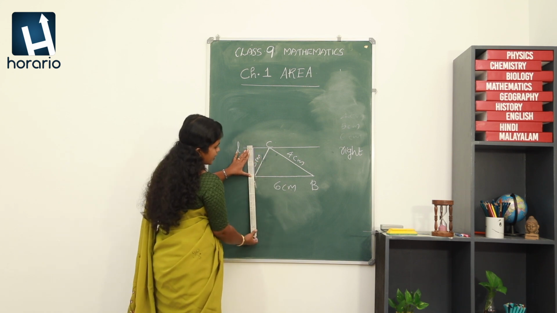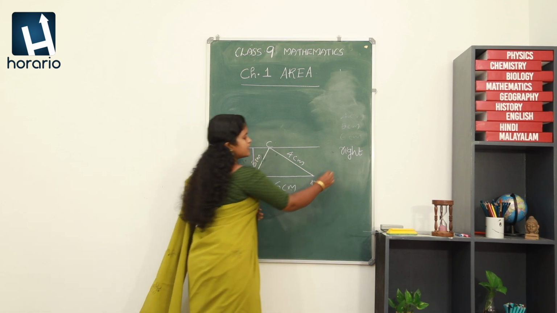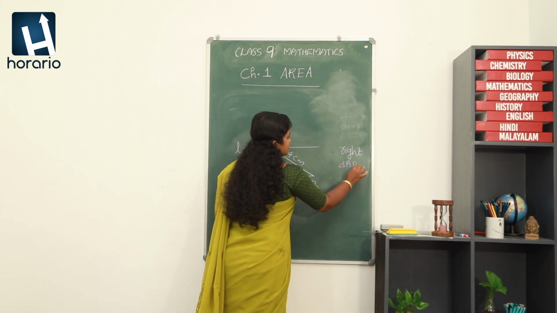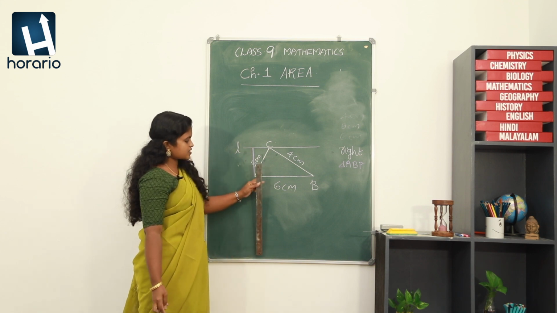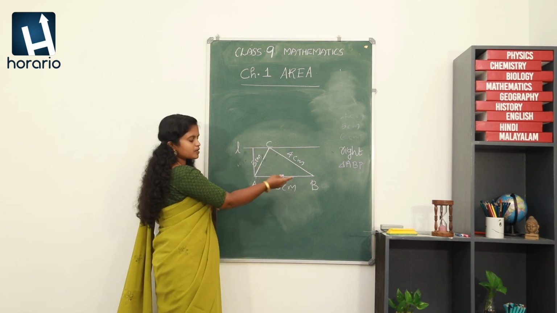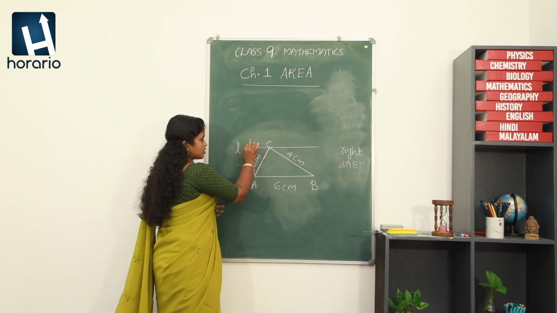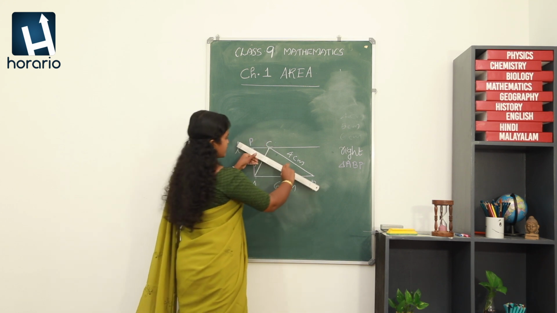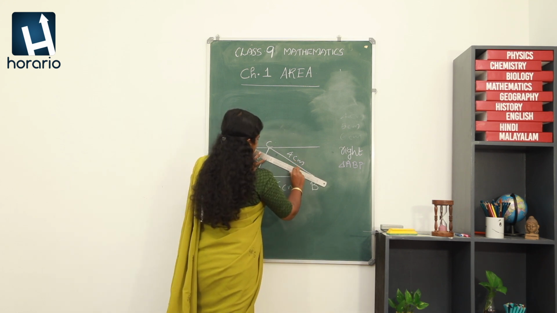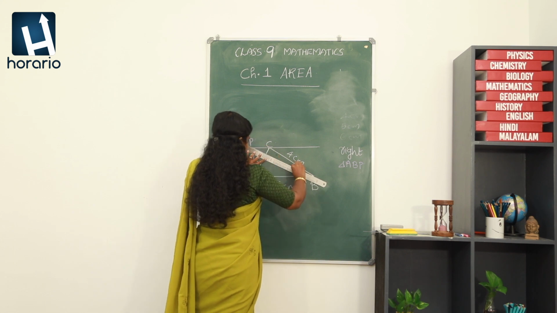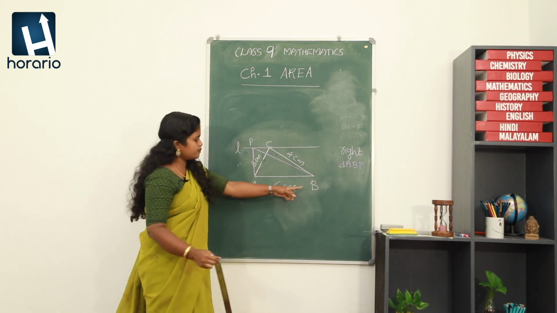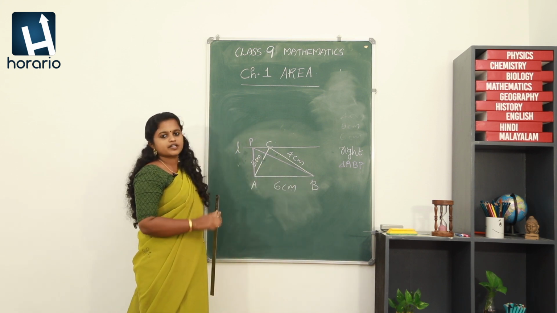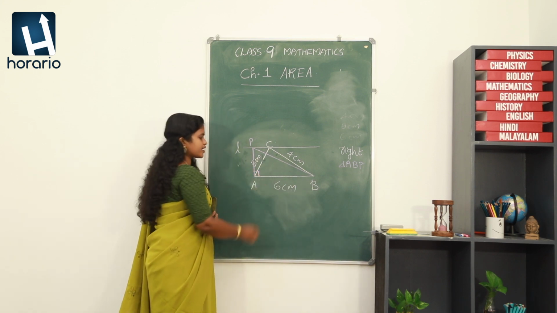Now we have to make the right triangle ABP. So we got the 90 degree measurement. We just have to complete the triangle. Let me call this point as P. Fine. Let me join B and P. So we got the required right triangle.